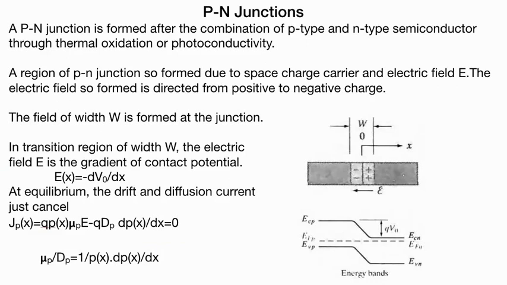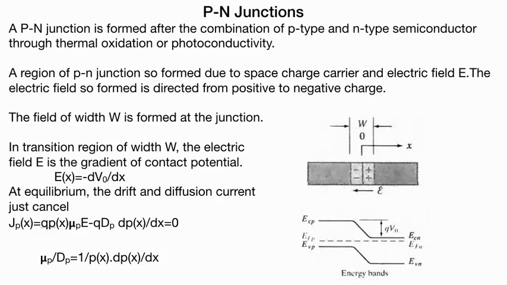PN junction is formed after the combination of p-type and n-type semiconductor through thermal oxidation or photoconductivity. A region of PN junctions will form due to charge carriers and electric field. The electric field will form from positive to negative. The width of the field is formed at the junction. In the transition region, the electric field is the gradient of contact potential.